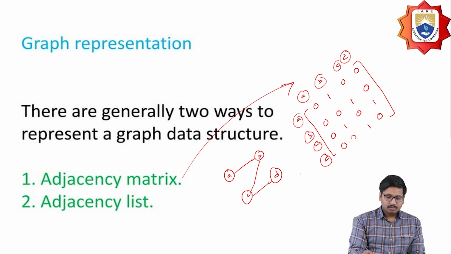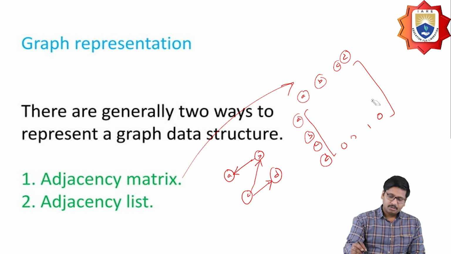Then, same thing if I'm going to represent A to B, A to C and this one. So how will the matrix be in case of this directed graph? For this, if there is no edge from any other vertex, there should be 0.